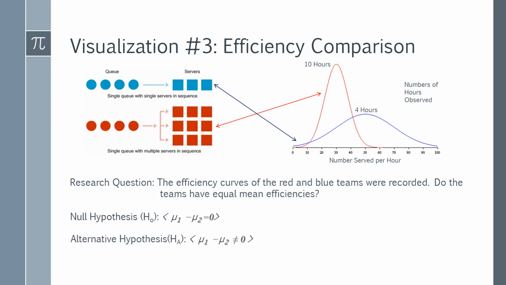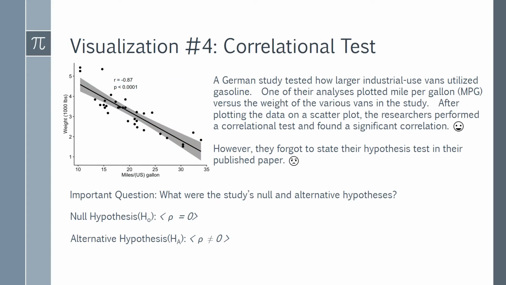So we'll move to the visualization, which is a correlation test. Here, from the very first look, we can tell that there is a negative relationship between the weight and the average miles per gallon in this study. So we see that when the weight increases, the miles per gallon reduces.